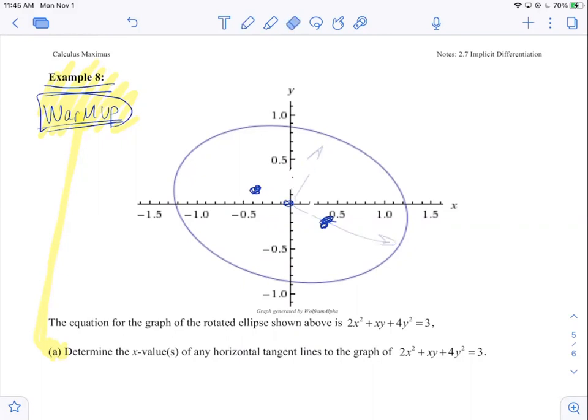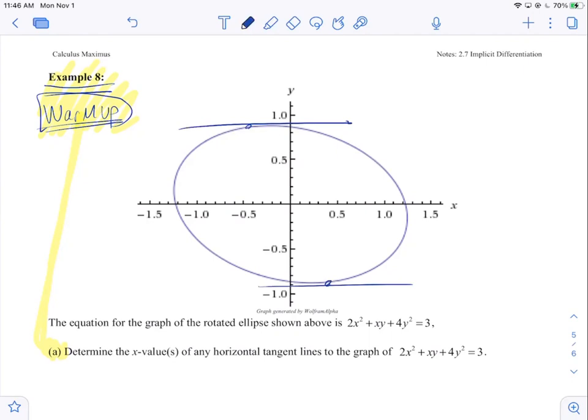But this one's rotated. What we want to do is figure out where the horizontal tangents are. So notice there is a horizontal tangent over here, and there's another horizontal tangent over here. Again, it looks like they're going to be symmetrical because this thing is symmetrical rotationally. So it might be like negative something, negative something, and positive something, positive something.